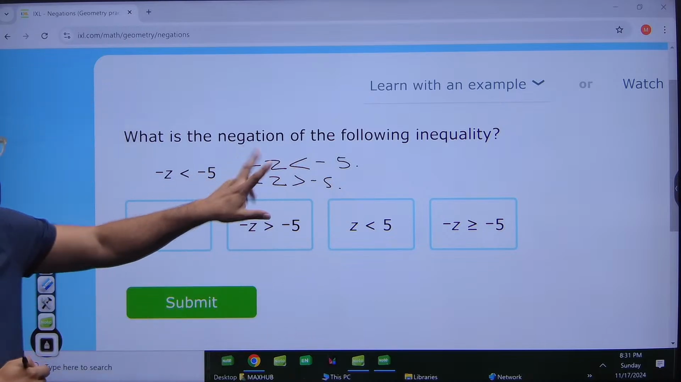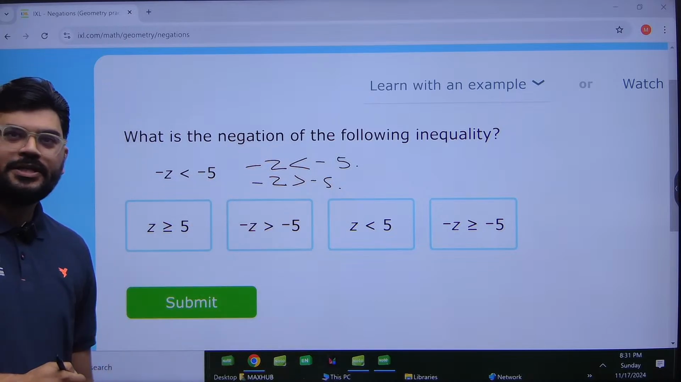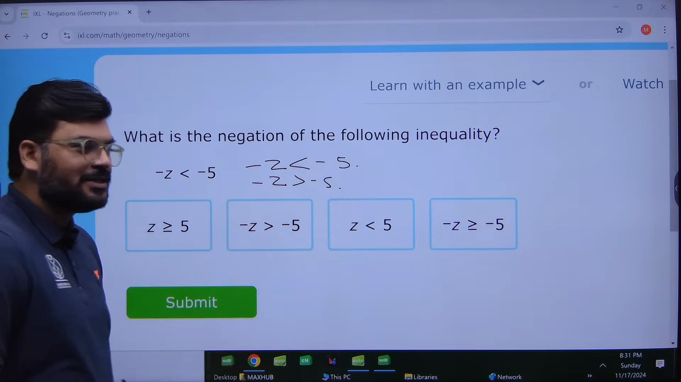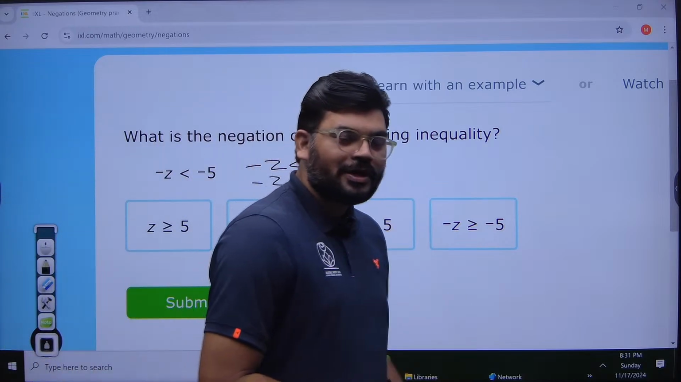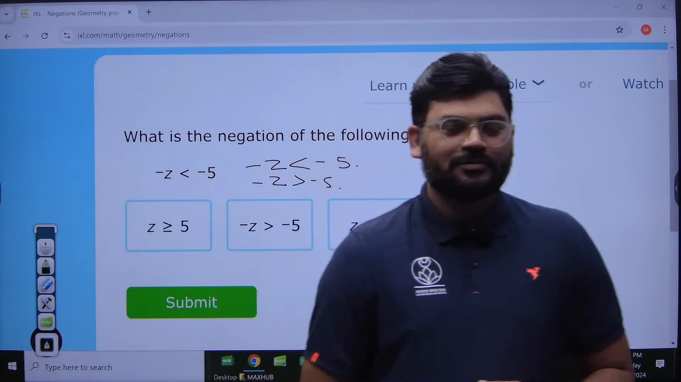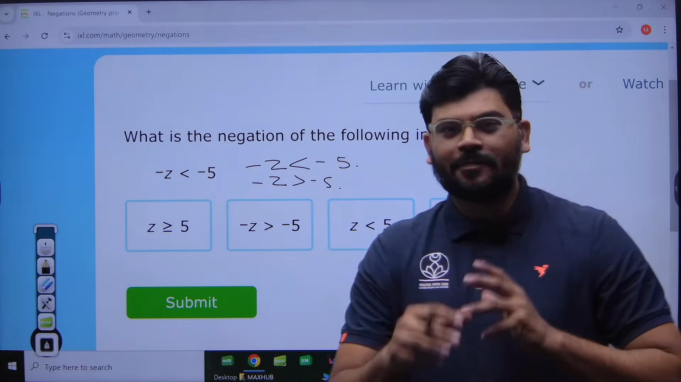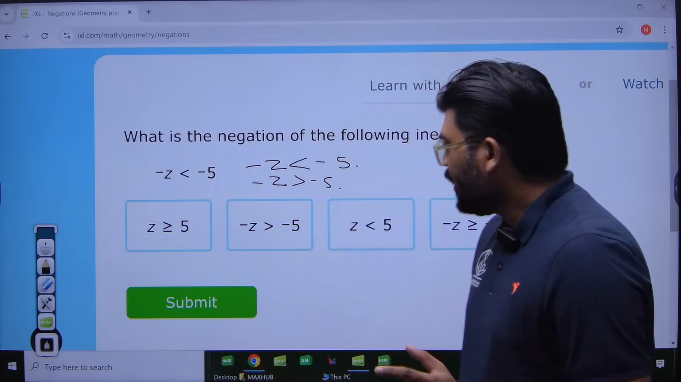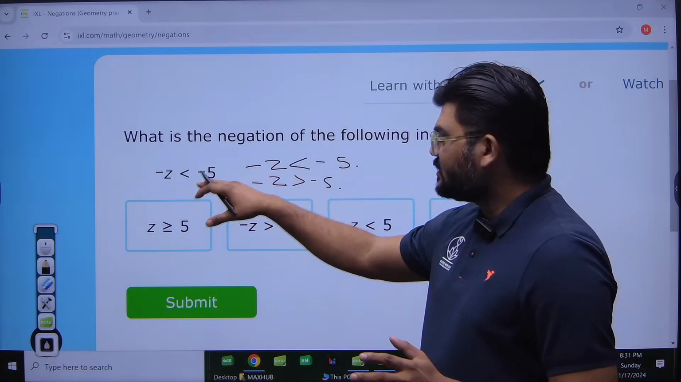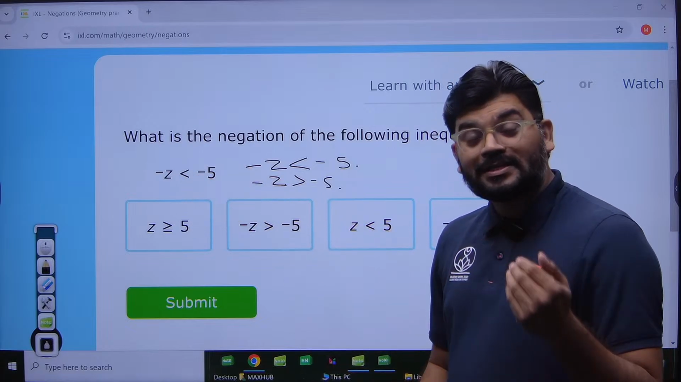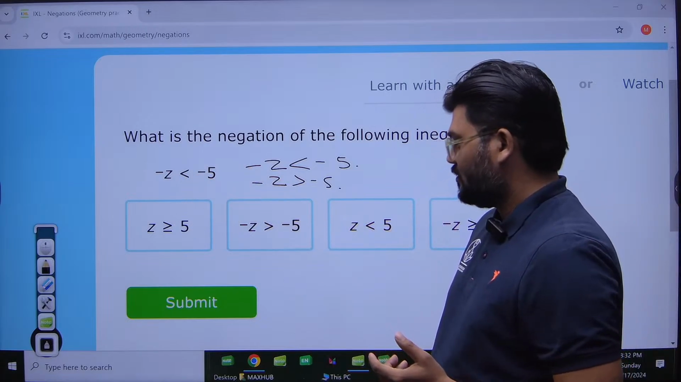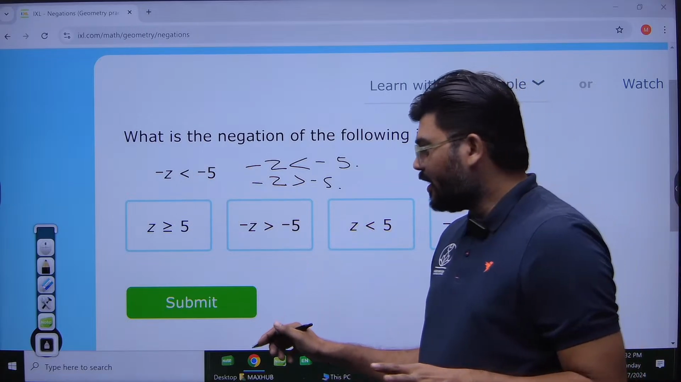You have to just make the statement opposite. Negate it. Suppose I say I go to the school, so I say I don't go to the school. You have to reverse the process. So minus z is less than minus 5, so we'll say minus z is greater than minus 5. Are you getting it?